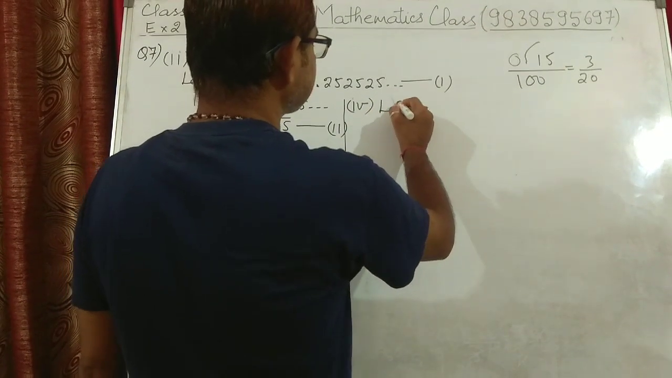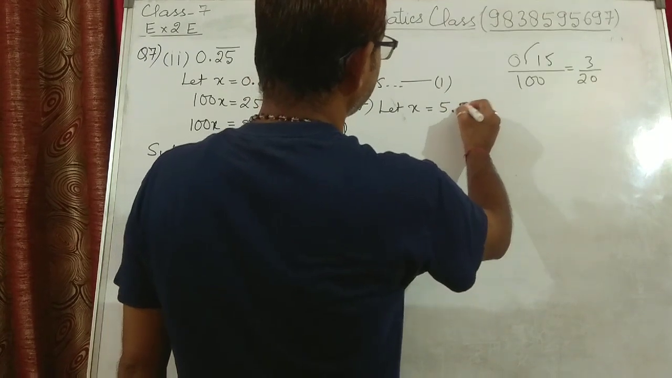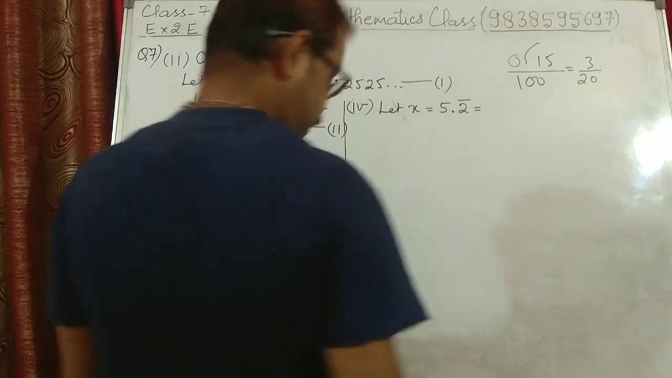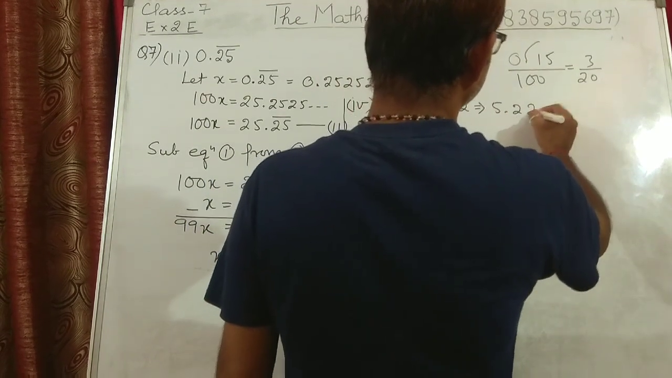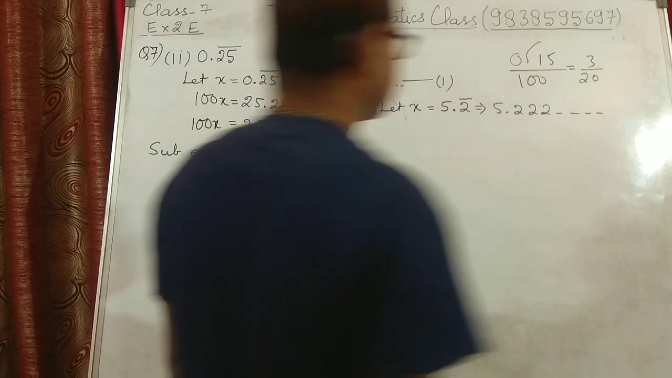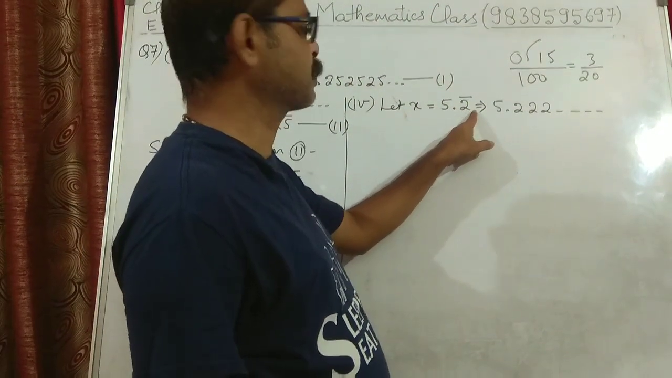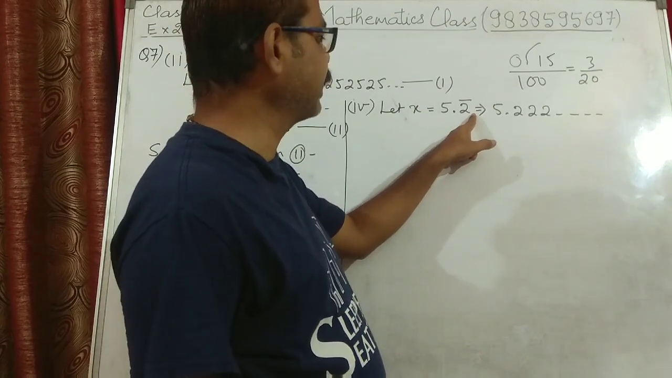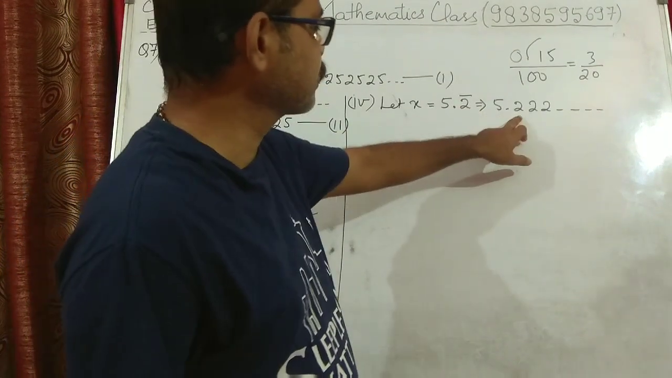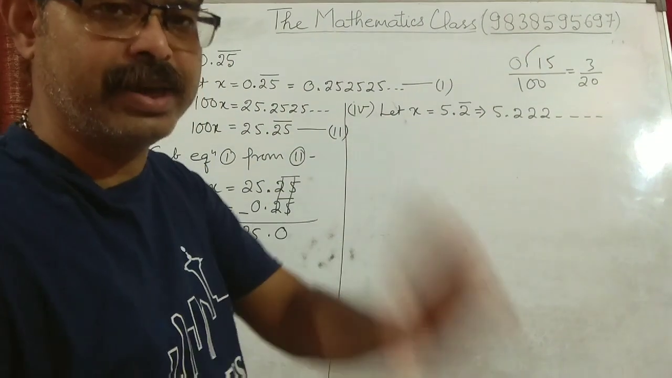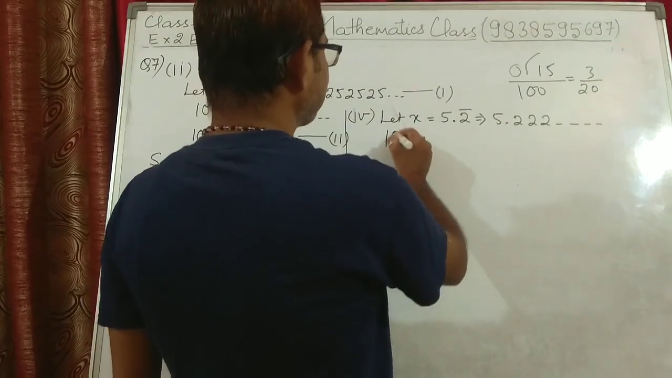So again we will do the same thing. Let x is equal to 5.2 bar, which means 5.222 and so on. Now in this what we need to do, if I shift this decimal one place towards the right, it will become 52.22222. It means this minus 52.22 will give me 0 after the decimal. It means we have to multiply this by 10.